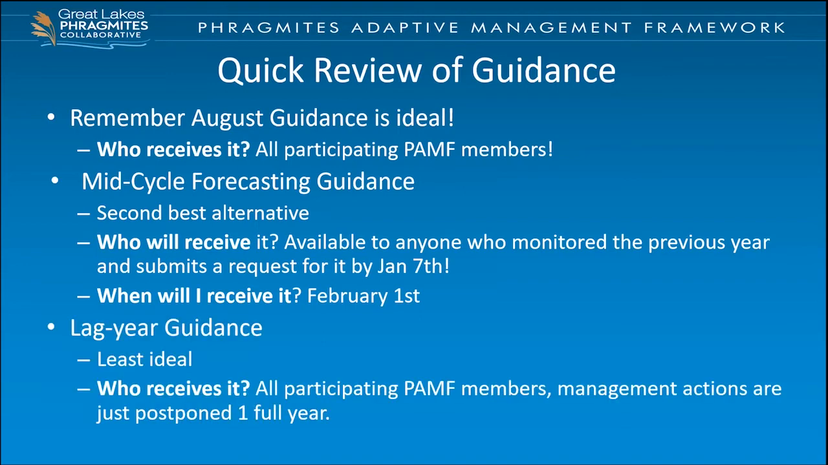Then the final option, which is the least ideal, is implementing your August guidance 1 year out. So if you receive guidance this year, you'll wait until next August, and that gives you that full year of planning.